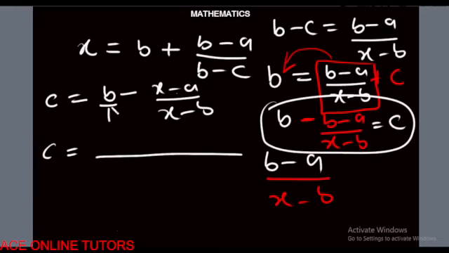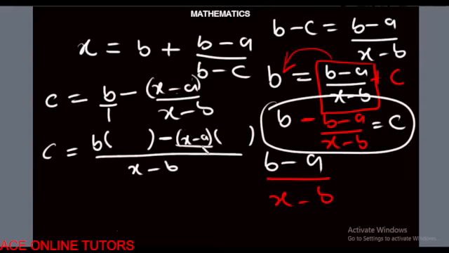Then you find the LCM. You're looking for the LCM of 1 and x minus b. That's going to be x minus b. Then what do you have on top? You have b, then you open a bracket, then minus, what do you have on top here? You have x minus a, then you open a bracket. Make sure that you put this x minus a inside the bracket because they are together. That's why you are putting them in brackets.